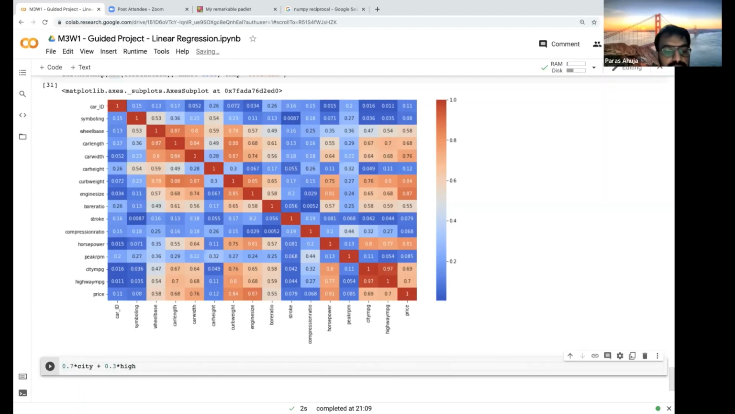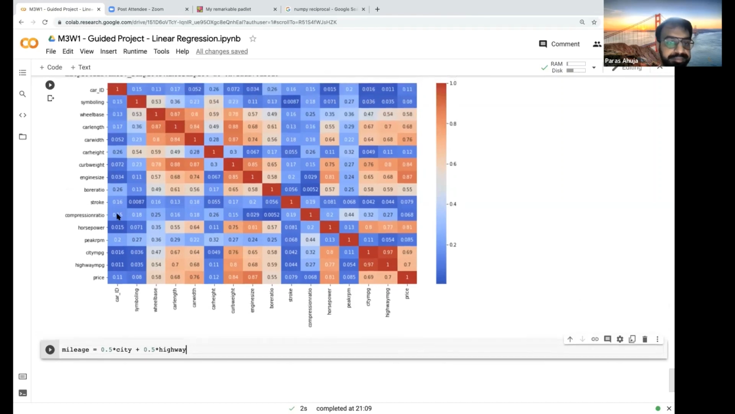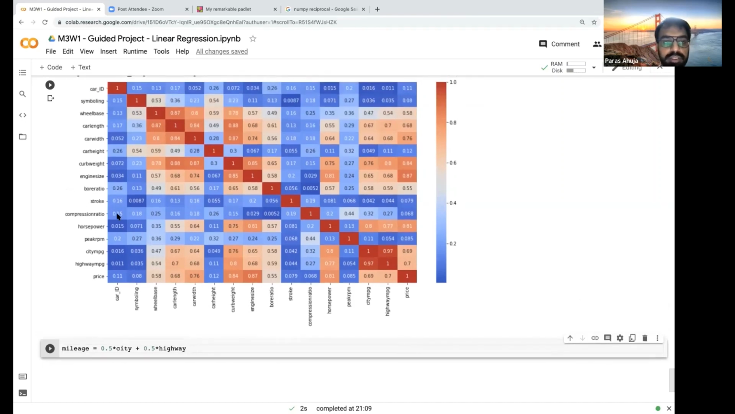I can do something like this and create a new mileage variable. I'm just writing it as a formula, not in proper syntax. It's based upon your call. You can keep it like this also, and what you guys were suggesting was 0.5 into city plus 0.5 into highway, which is the average. So I will create another variable, mileage, that takes both of these. Does that make sense, guys? Yeah.